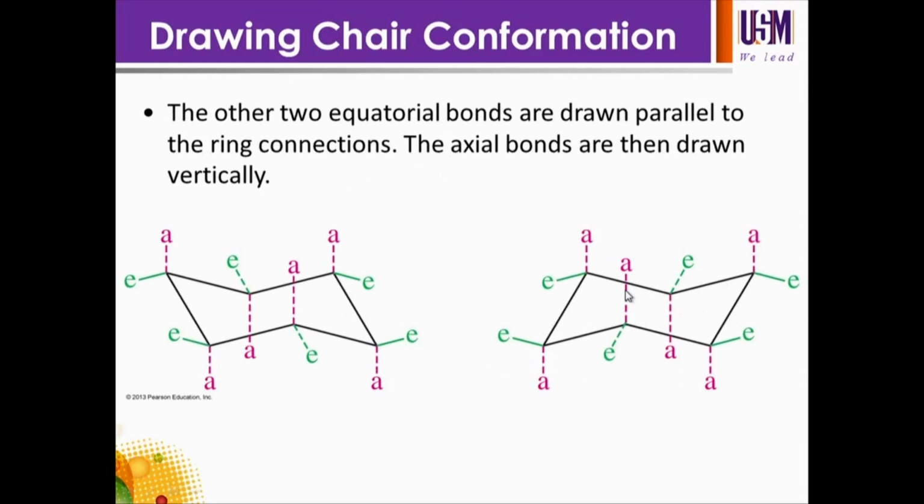1, 2, 3, 4. So now we have to add two more equatorial bonds so that they are parallel to the ring. Okay, this is the drawn M shape, and this is the drawn W shape. So you can add two more equatorial positions here, E here, equatorial, that is parallel to this line. Okay, and also we can add one more here that is also parallel to this line. Okay, so you can draw in all the axial and equatorial positions.